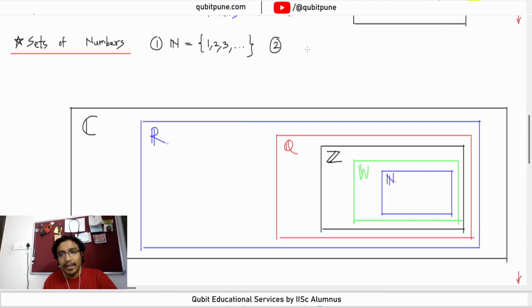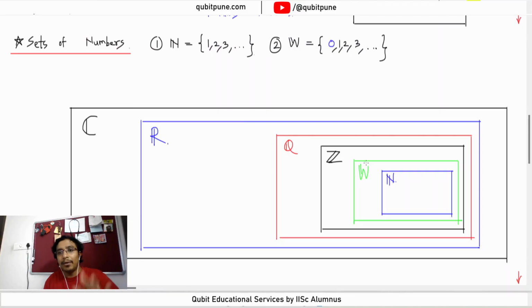Second, we have the set of whole numbers. In the set of whole numbers, we only have one extra element which we do not consider to be a natural number, and that is 0. So 0, then 1, 2, 3 and so on.